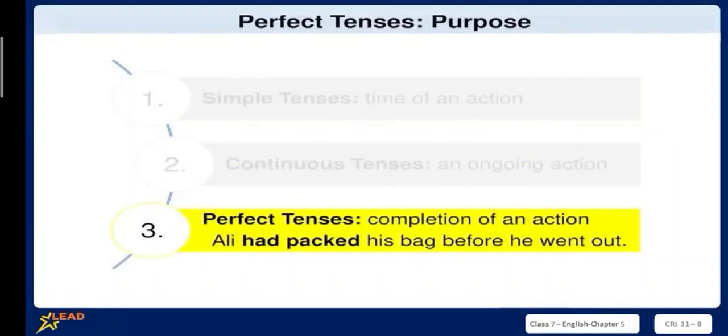For example, in the sentence, Ali had packed his bag before he went out, the verb had packed is in the perfect tense. It shows that Ali had completed the action of packing his bag before he went out. However, the simple past tense also shows a complete action in the past. Let us understand the purpose of perfect tenses in detail to avoid any confusion.